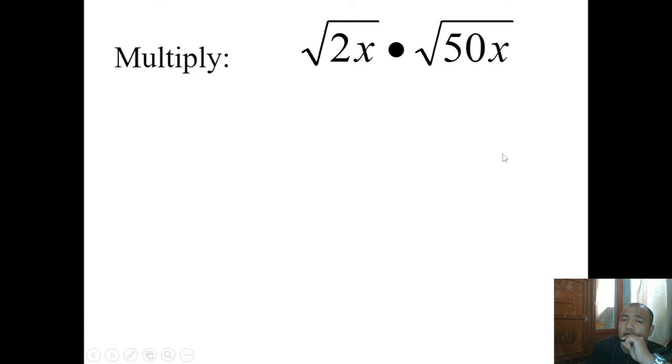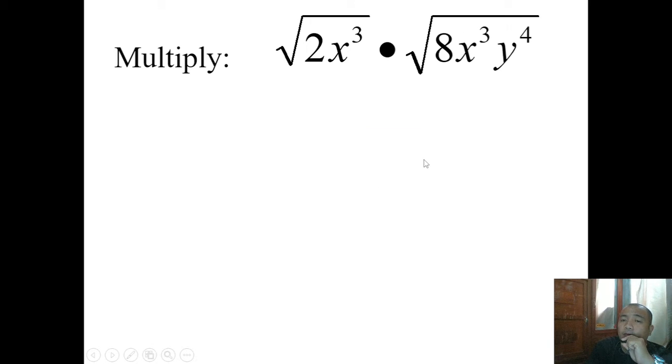Next, square root of 2x times square root of 50x. Can you answer it orally? Answer is 10x. How did we get 10x? 2x times 50x is 100x squared. Square root of 100 is 10. Square root of x squared is x.